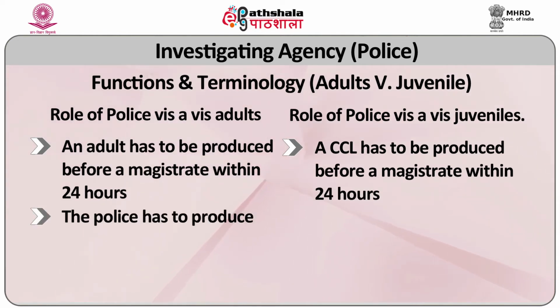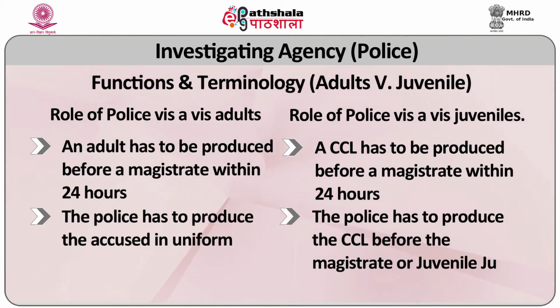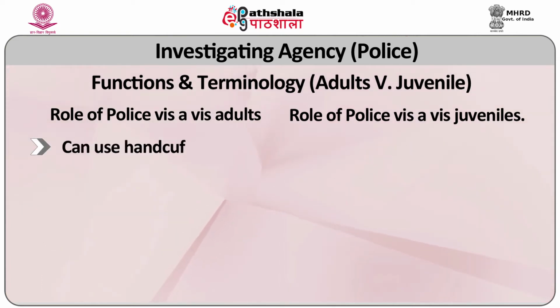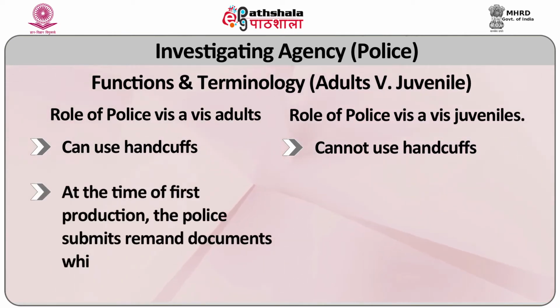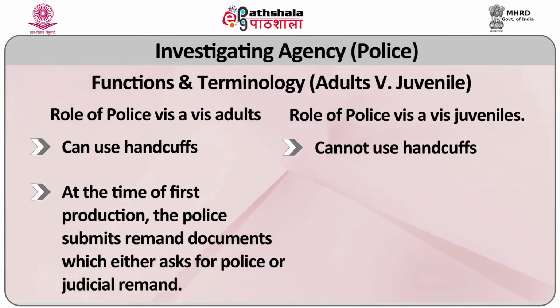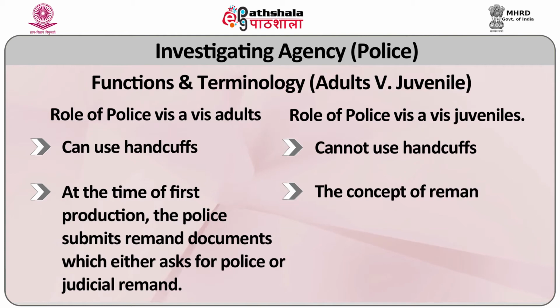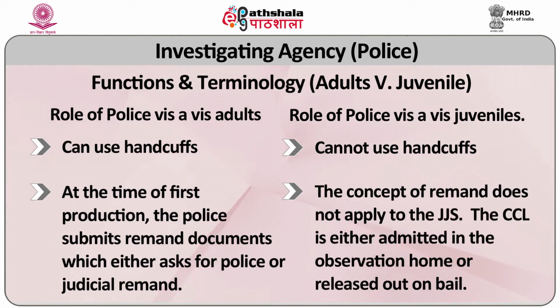The police can produce the accused in uniform in an adult system. However, in a juvenile justice system, the police has to produce the CCL before the magistrate or the Juvenile Justice Board in civil dress. In the adult system, use of handcuffs is allowed, whereas in a JJ system, use of handcuffs is not allowed. At the time of first production, the police submits remand documents which ask for either police or judicial remand, whereas in a JJ system, the concept of remand does not apply. The CCL is either admitted in the observation home or released on bail.